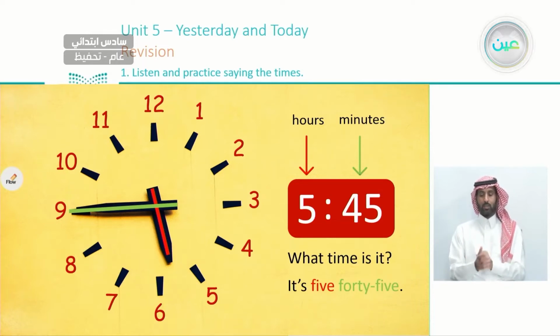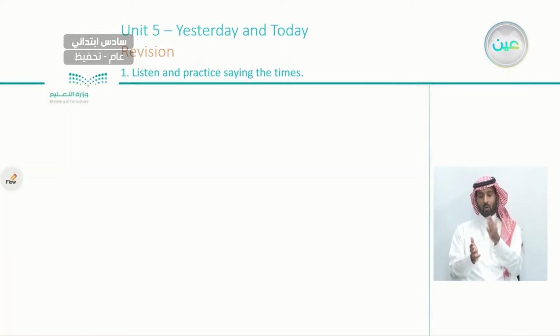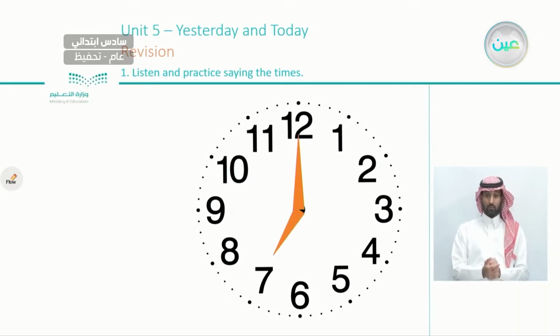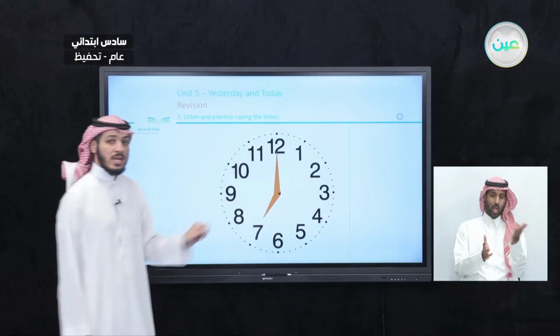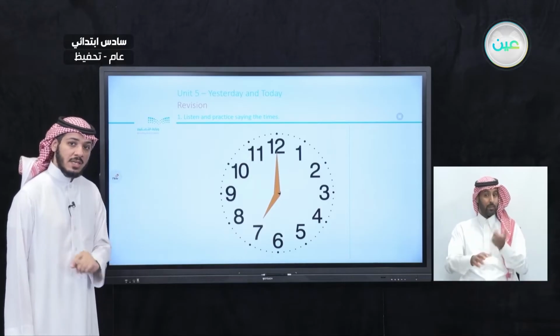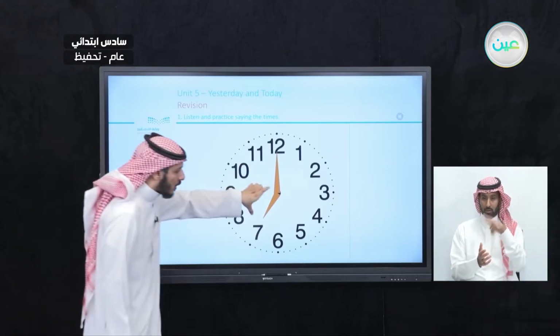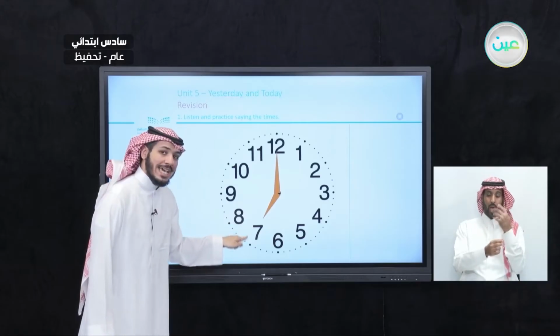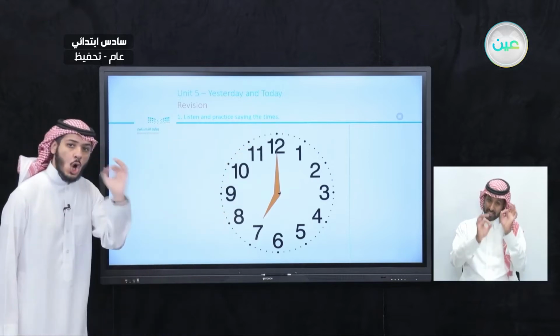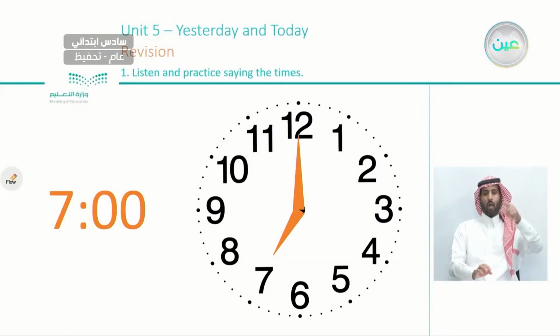So it is 5:45. Okay, now we have this clock here. Now this clock is pointing to 7 and 12. Can you tell me what time it is here? Look at the short one here. This is for 7. So it is 7 and this is on 0. So this is 7 o'clock. So the zero here is called what? O'clock. O means 0. O'clock.